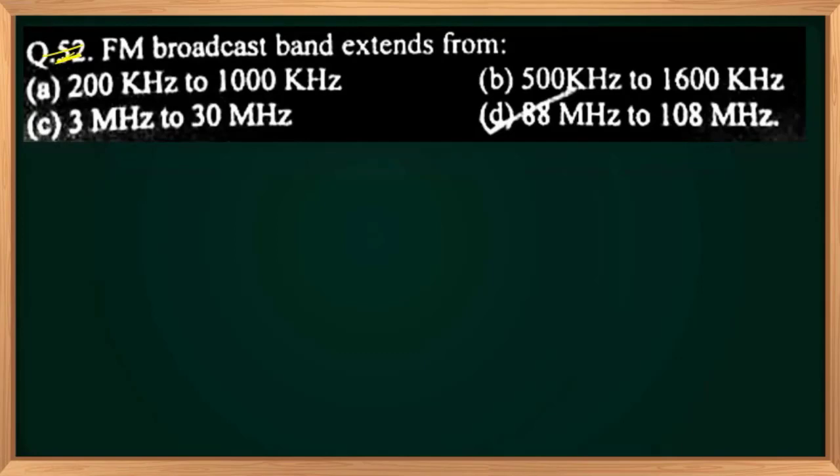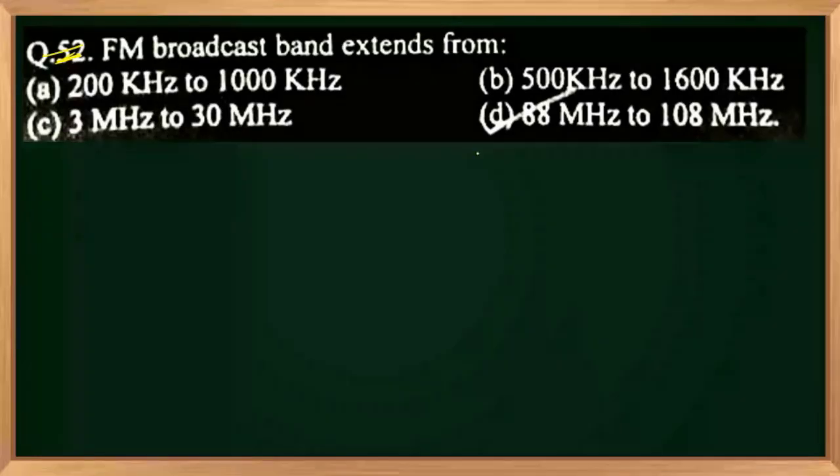Next question. FM broadcast extends from: option D, 88 megahertz to 108 megahertz. Right answer. All of you got the right answer.